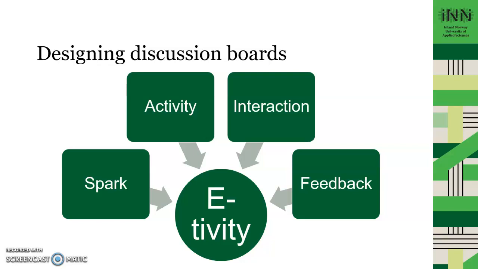So when we're designing a discussion board or when we're designing a discussion activity that we want people to do, we're going to use this etivity model that broadly we draw from Gilly Salmon. So at the heart of it is a spark. We give people something to read, something to do, something to listen to that gets them thinking. And then we give them an activity. So write something, do something, or whatever. And then we require interaction. And finally, we will give them some feedback.